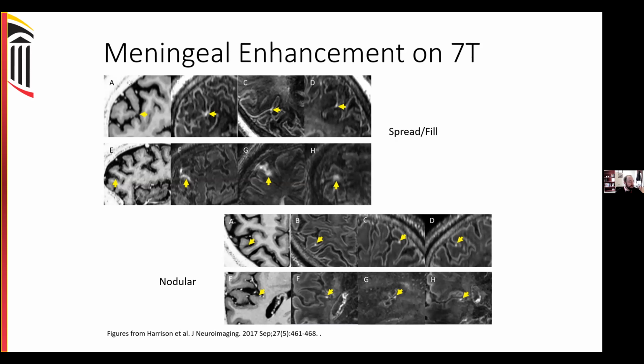So this is the T1 weighted image to give you some regional context. And this is the region we're looking at on the FLAIR. This is the post-contrast FLAIR, and you can see leakage of contrast out into that meningeal space. We term this the spread fill pattern, these amorphous areas of contrast leaking out and spilling out into the subarachnoid space. And then the nodular pattern, which are these very small discrete nodules, typically adherent to the pial surface.